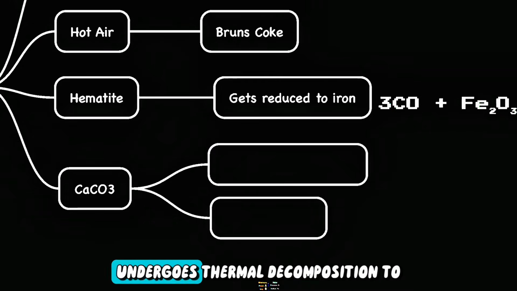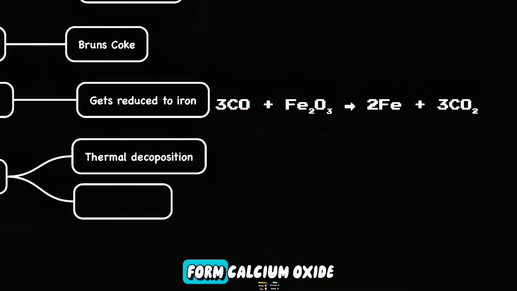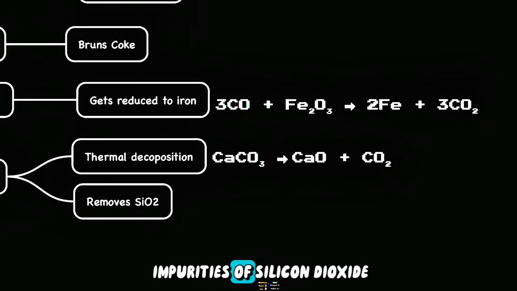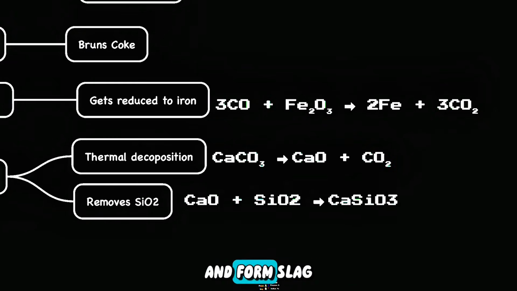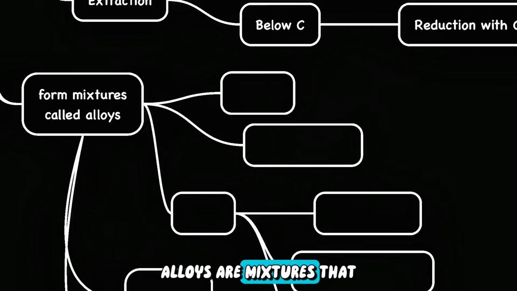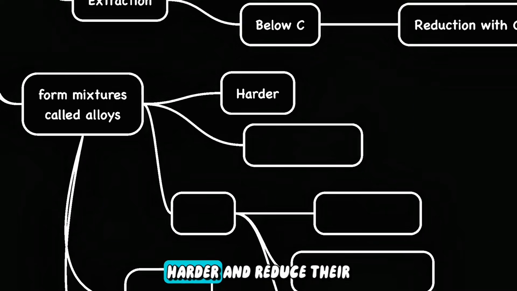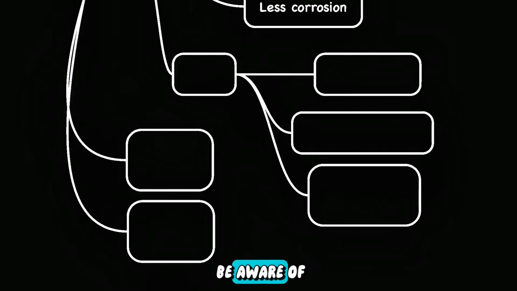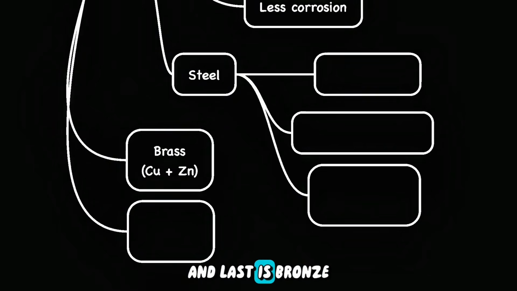Limestone first undergoes thermal decomposition to form calcium oxide. Calcium oxide is required to remove impurities of silicon dioxide and form slag. The last part of this topic talks about alloys. Alloys are mixtures that are meant to make metals harder and reduce their chance of corrosion. There are 3 types of alloys that you need to be aware of. First, it is steel, second is brass, and last is bronze.